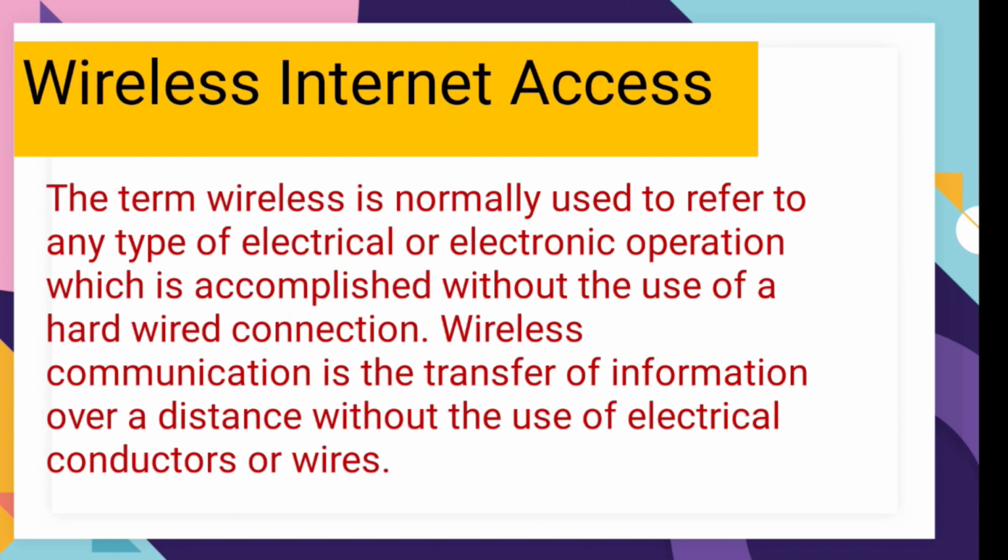Okay, so let's learn about wireless internet access. Computers connected to the internet work together to transfer data and information around the world using various wired and wireless transmission media. The term wireless is normally used to refer to any type of electrical or electronic operation which is accomplished without the use of a hardwired connection. Wireless communication is the transfer of information over a distance without the use of electrical conductors or wires.